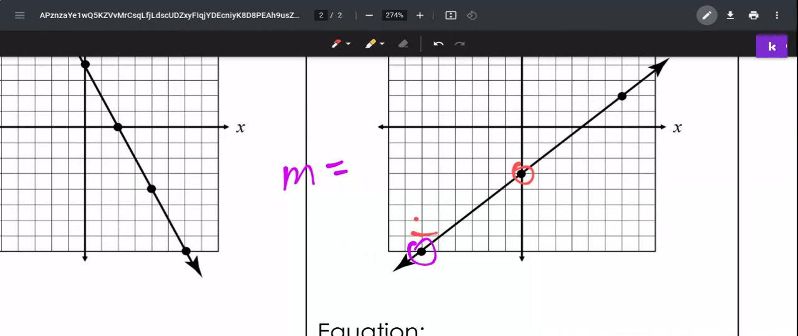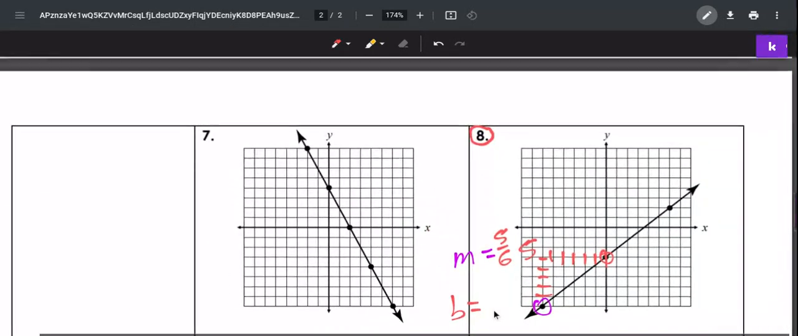I would go up 1, 2, 3, 4, 5. So I'm going to go up 5. I'm going to go over to the right, 1, 2, 3, 4, 5, 6. So my slope would be 5 over 6. So that's m. And then I would write b.